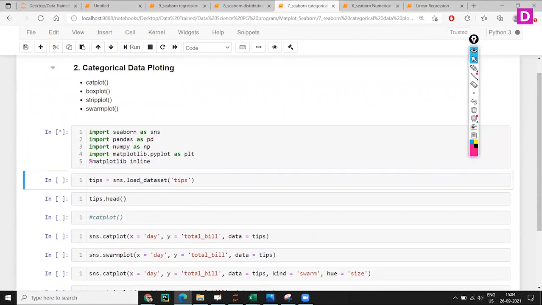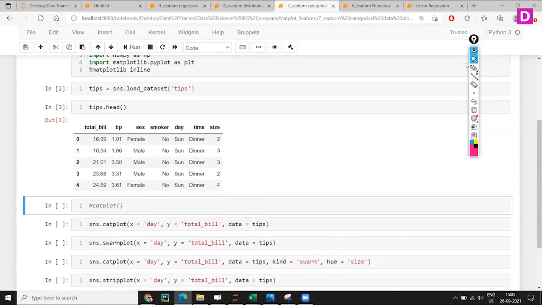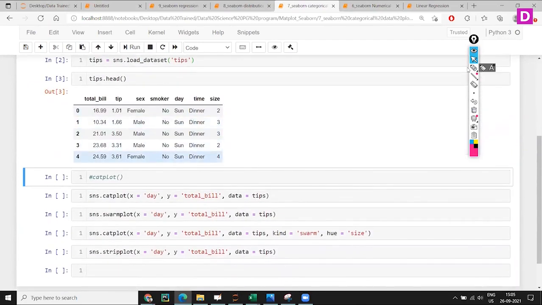So I'm importing as usual the necessary libraries, and I'm importing a tips dataset. Here we'll try to understand something about a restaurant and how a restaurant can improve their business, just by visualization. All right. Let's execute this and print the head method. Right. We have a data here.